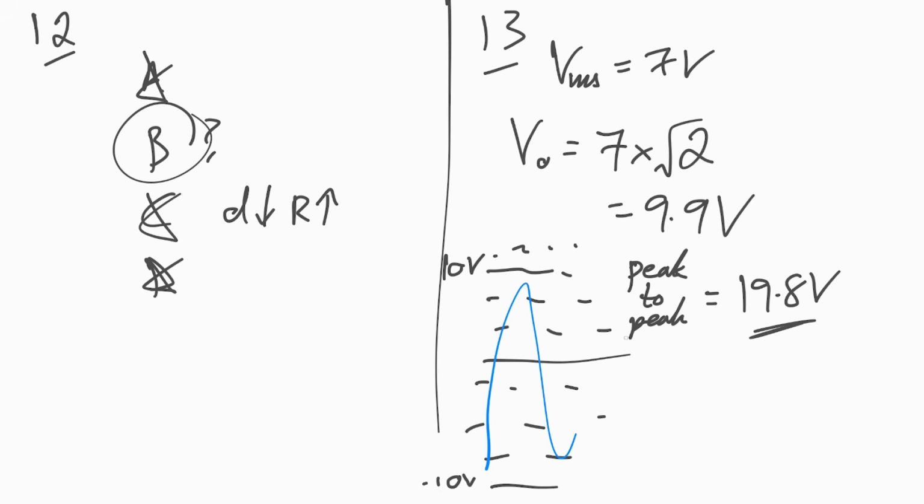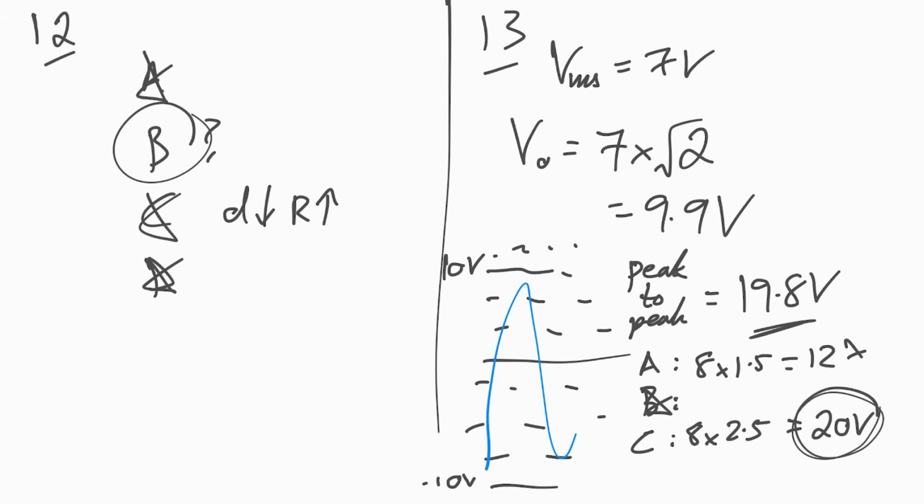I haven't done 4 there. Okay, so 8 times 1.5 would be, no, sorry, that would give us 12. That's no good. We need essentially 20, or more than 20. It's not going to be B because that's just going to be 16. So C looks pretty good. 8 lots of 2.5 is going to give us 20, and so that's all good. The peaks are going to be close to clipping, but not quite.